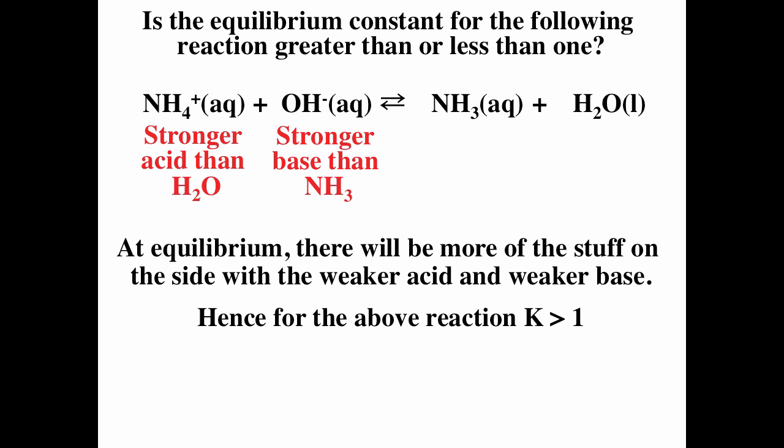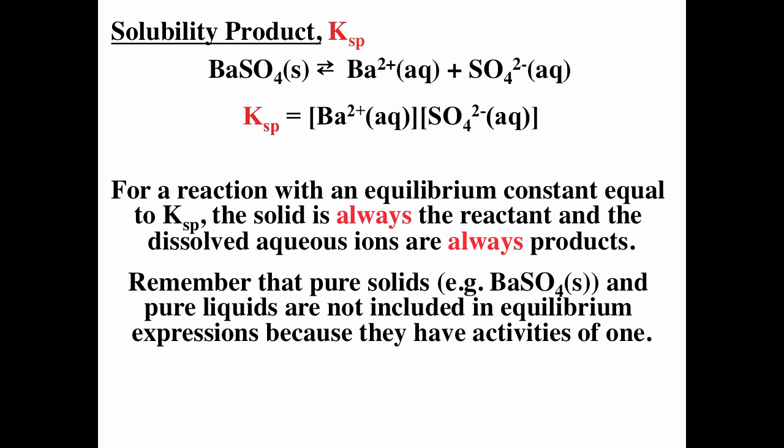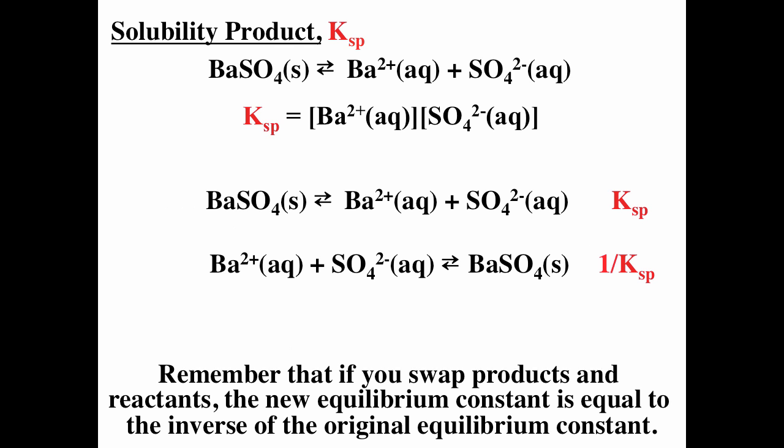Ksp is the solubility product. And so for Ksp, you always have an ionic solid going to aqueous ions. If we write down the equilibrium expression, products over reactants, coefficients become exponents. Pure solids, pure liquids do not appear because they have activities of 1. And so notice that we just have, in this case, Ksp equals the barium ion concentration times the sulfite ion concentration. The barium sulfite solid does not appear because it has an activity of 1.